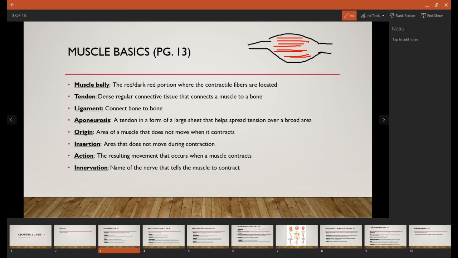The action is just the basic movement that the muscle accomplishes by contracting. And then also an innervation. That's just a fancy way of saying what is the name of the nerve that tells this muscle what to do. That's all the innervation is.